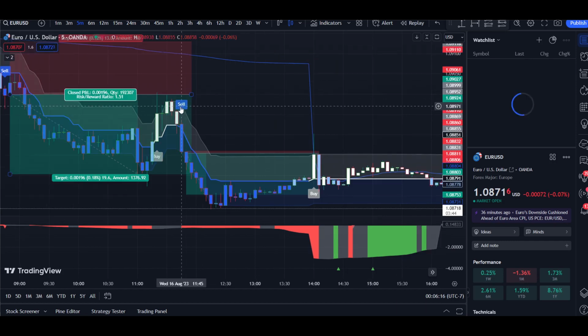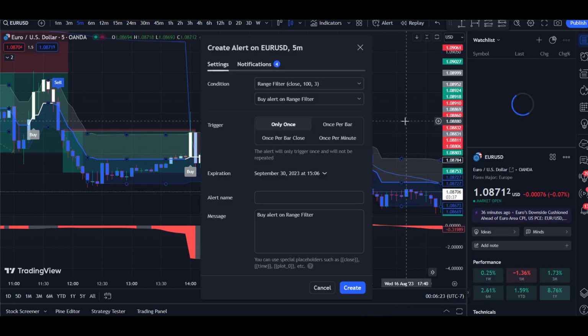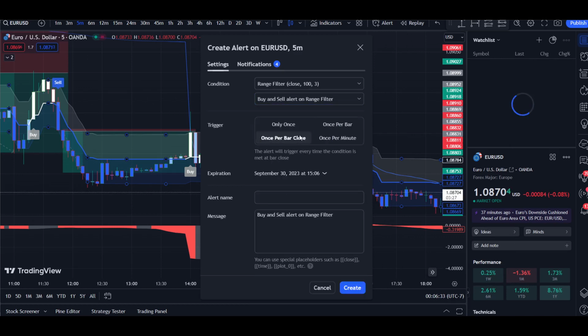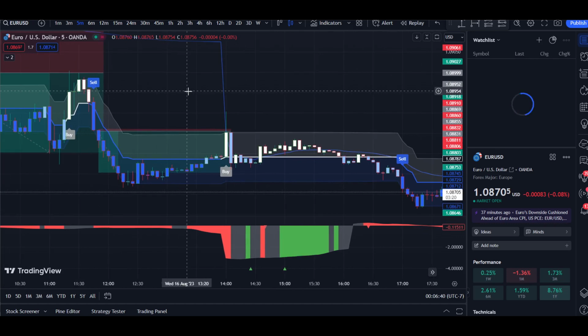So as far as setting up alerts on this strategy, the best way that I found, we're going to right click on one of the buy or sell signals, click on add alert, make sure it says range filter. We're going to click on buy and sell alert on range filter. And we're going to make sure it says once per bar close. That way, whenever a buy or sell signal does appear, you can check the chart to see if the conditions have been met and you can take a trade accordingly.